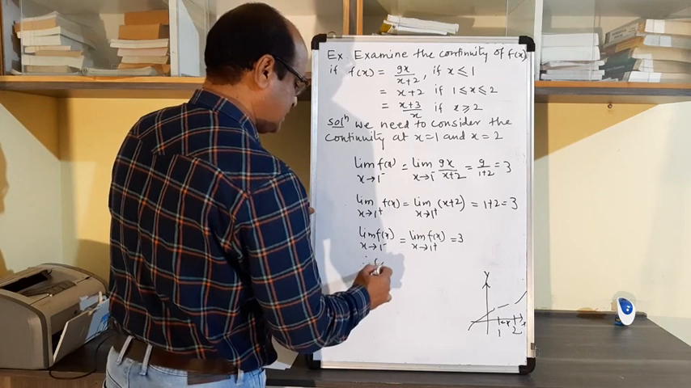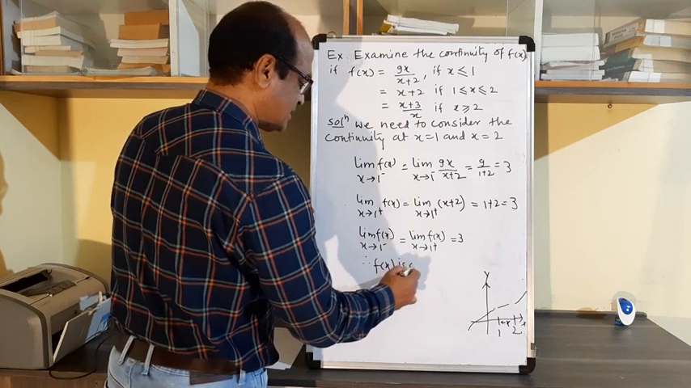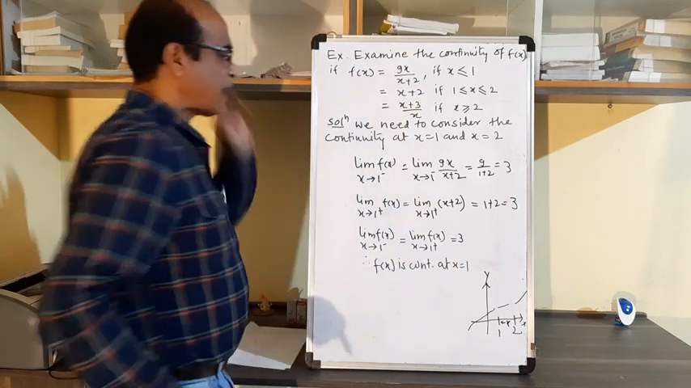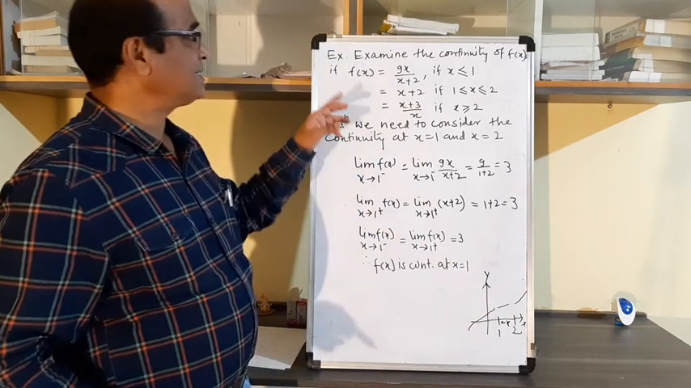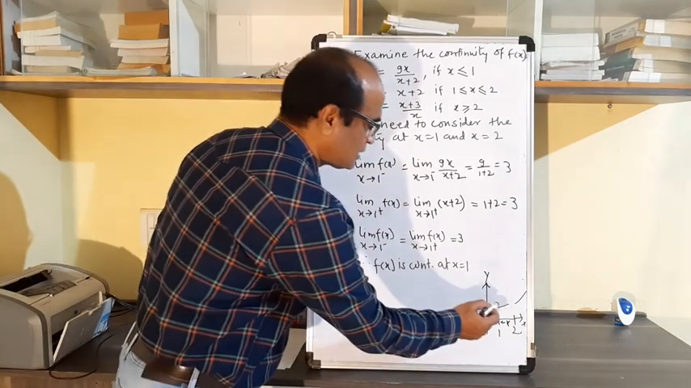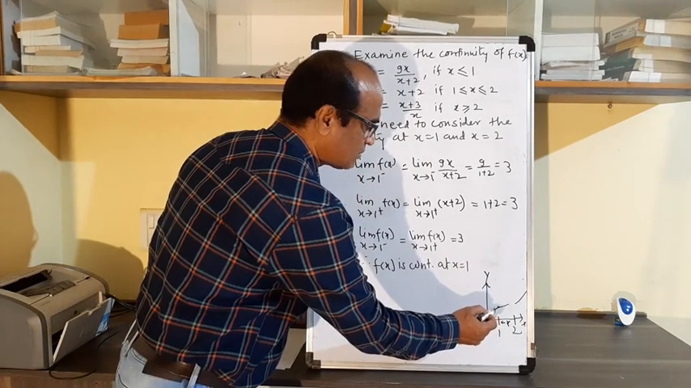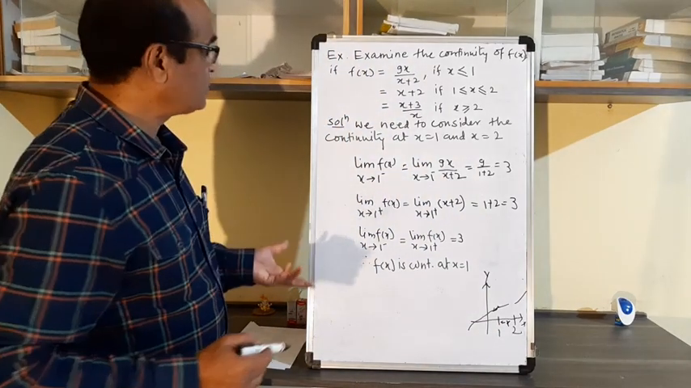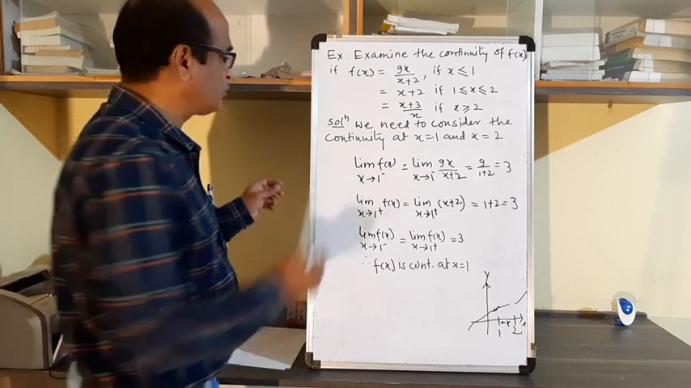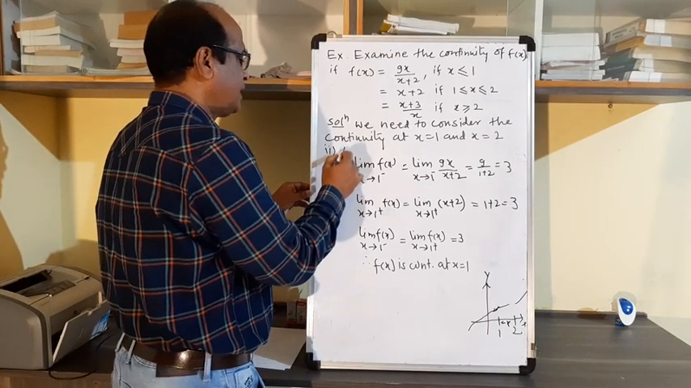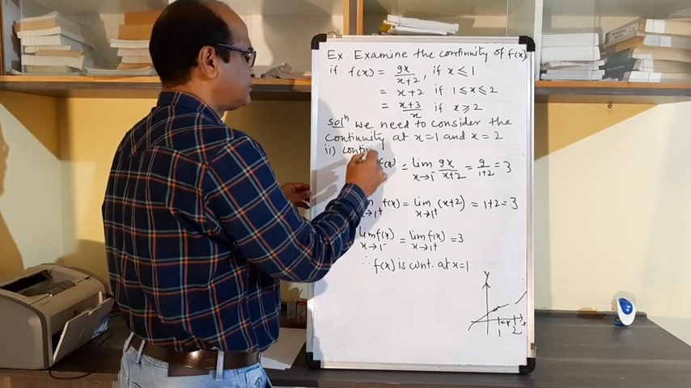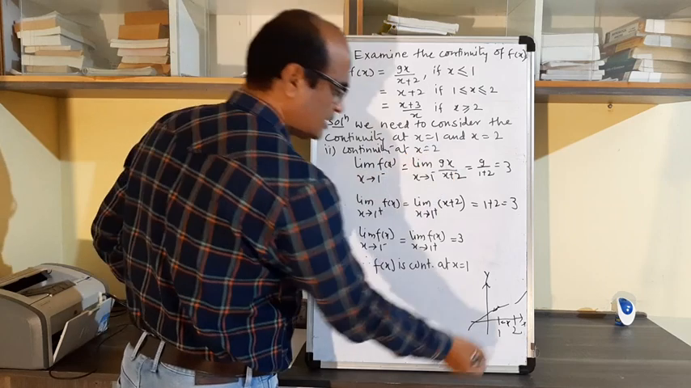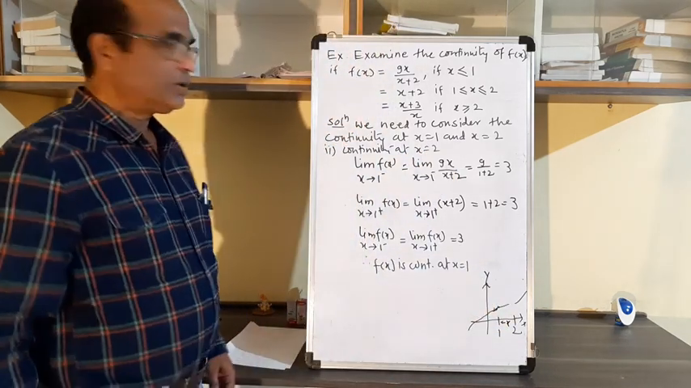Therefore f(x) is continuous at x is equal to 1. So at point 1, f(x) is a continuous function. Now we check the continuity at x is equal to 2.